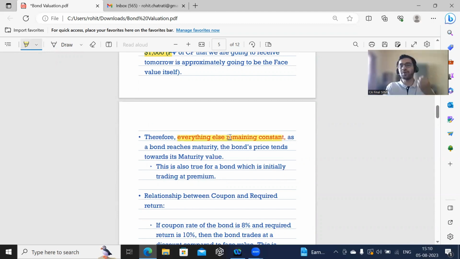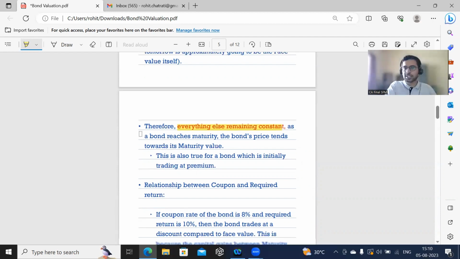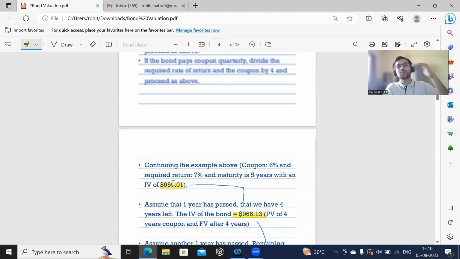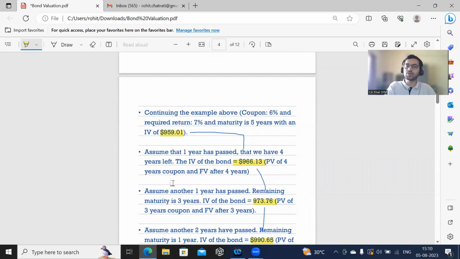I'm assuming that your required rate of return, when the bond was 5 years away from maturity, was 7%. When the bond was 4 years away from maturity, your discount rate or required rate of return is also 7%. 3 years, 7, 2, 7, and so on. I'm assuming that your required rate of return is 7% throughout. Everything else remaining constant, as a bond reaches its maturity, the bond's price, although I've used the word price here, what I mean is the bond's intrinsic value, tends towards its maturity value. From 959, it was moving towards its maturity value of $1,000.